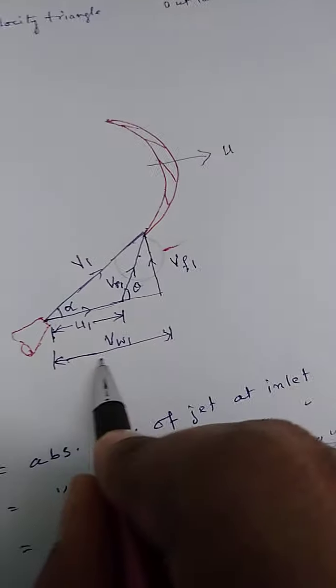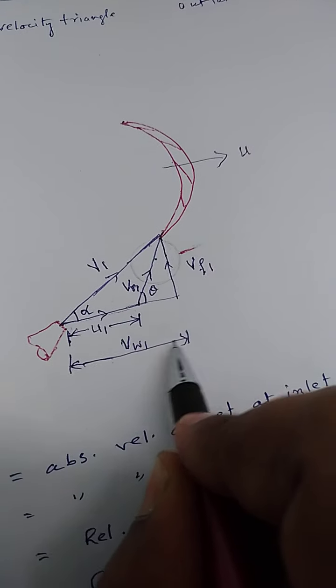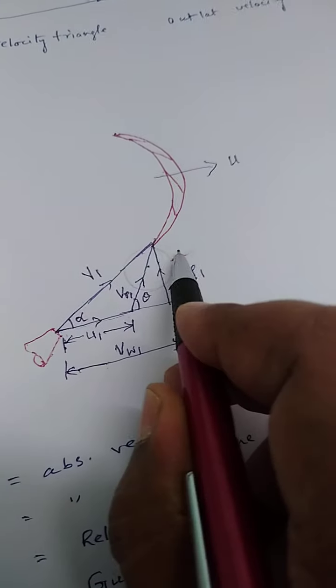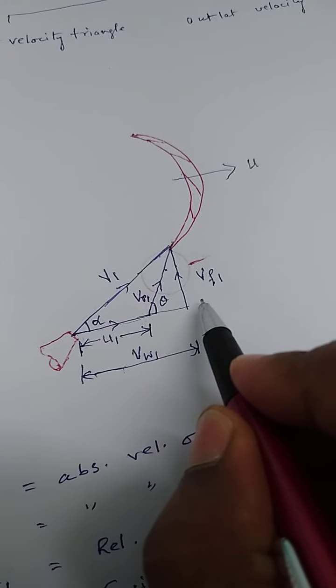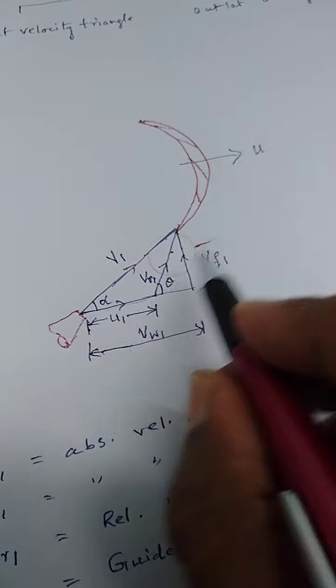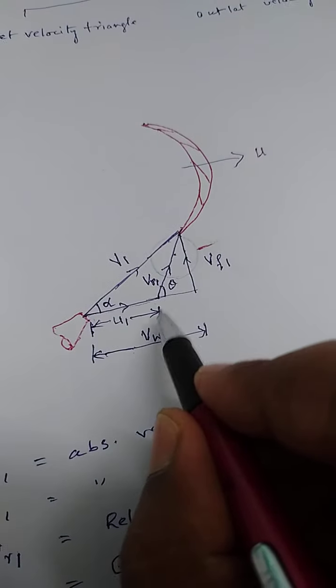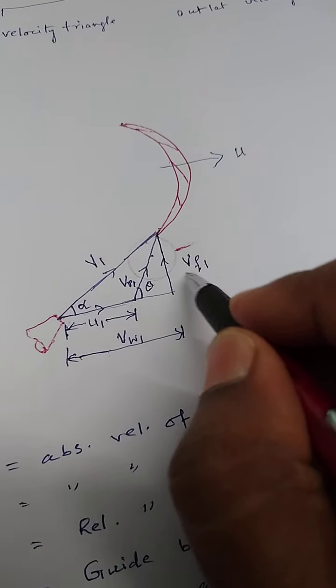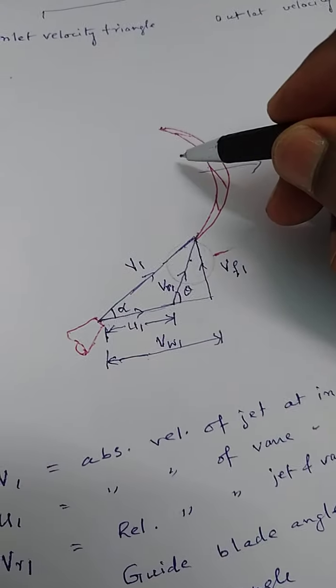Now if this VW1 is equal to 0, note that VW1 is actually responsible for the rotation of the blade and VF1 is responsible for the flow of fluid in this direction. Therefore if VW1 is 0, the rotation of the blade will be 0, and if VF1 is 0, there will be no flow in this direction.